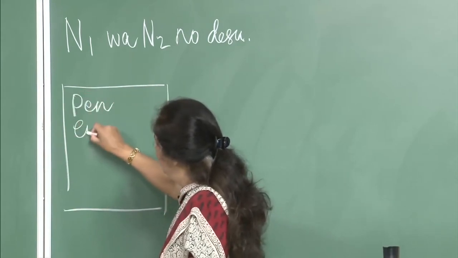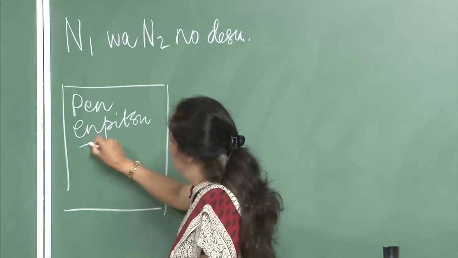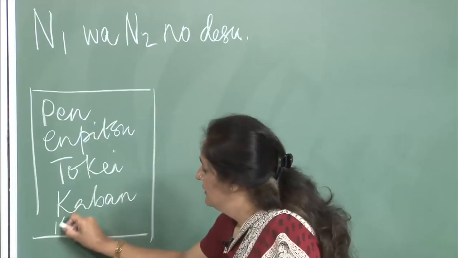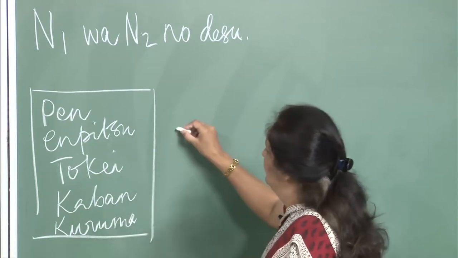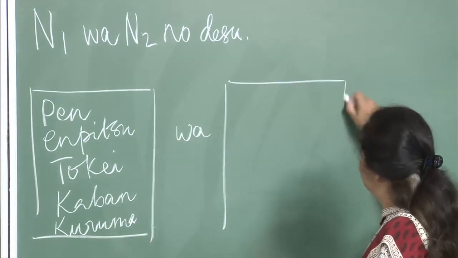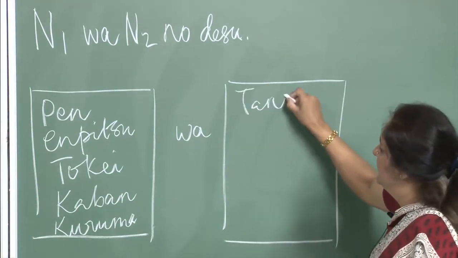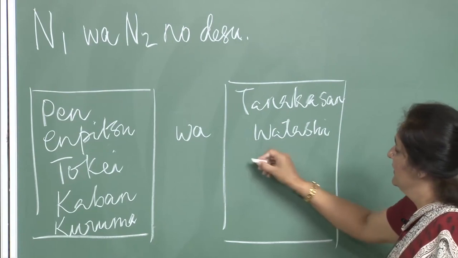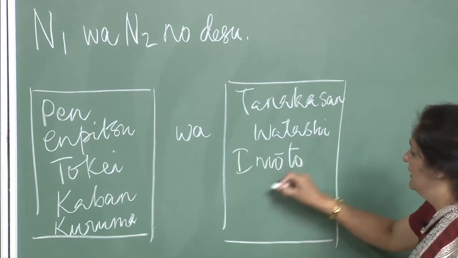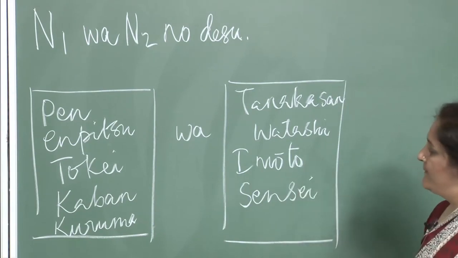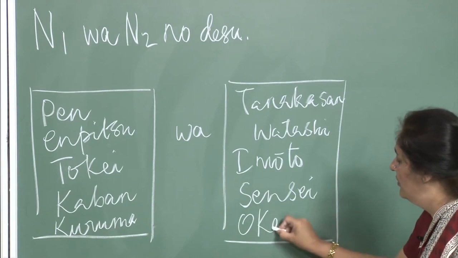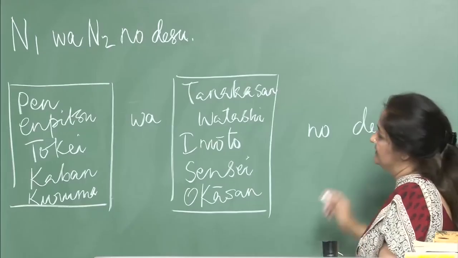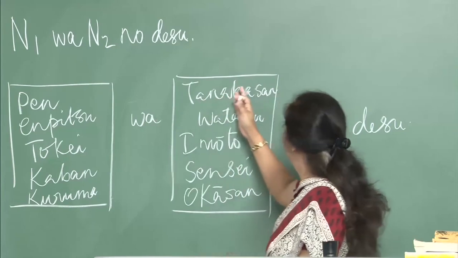Pen, enpitsu, tokei, kaban, kuruma wa, again noun 2 could be any person. Tanaka-san, watashi, imoto, sensei, okaasan no desu. So, pen wa Tanaka-san no desu.